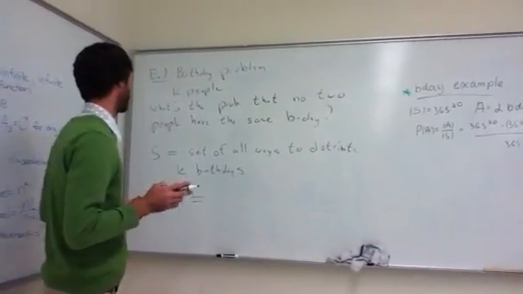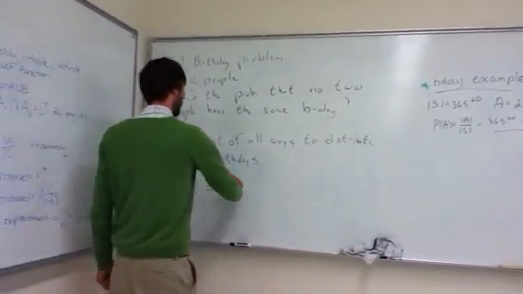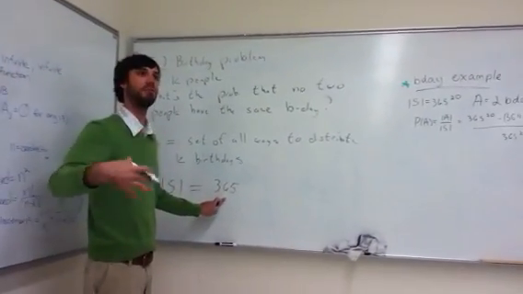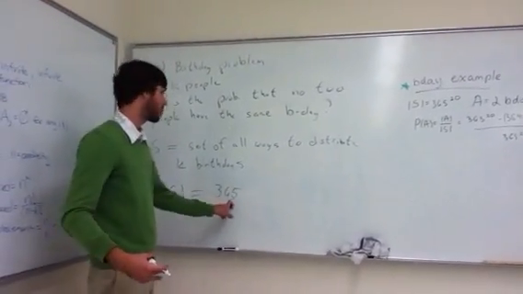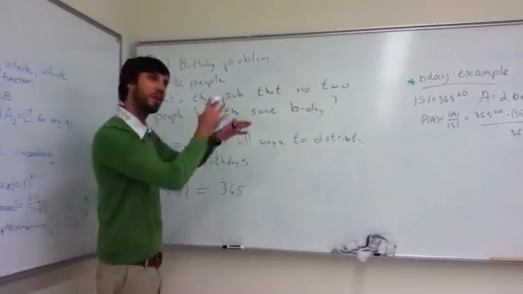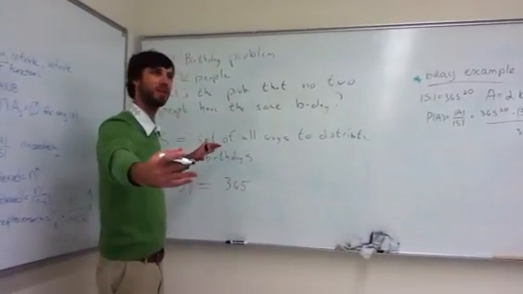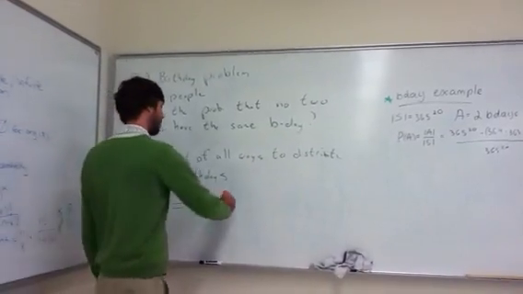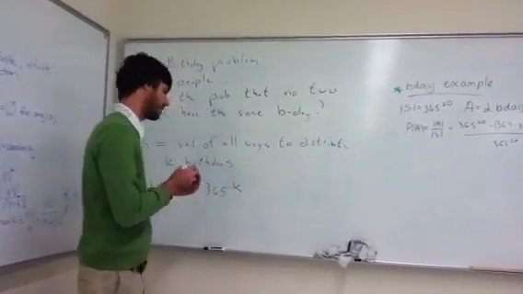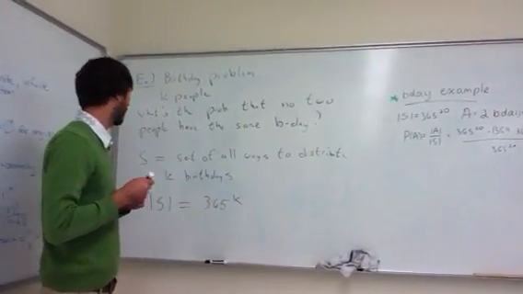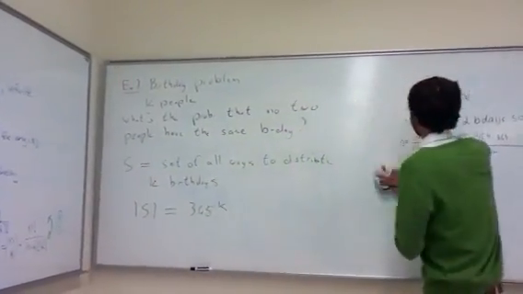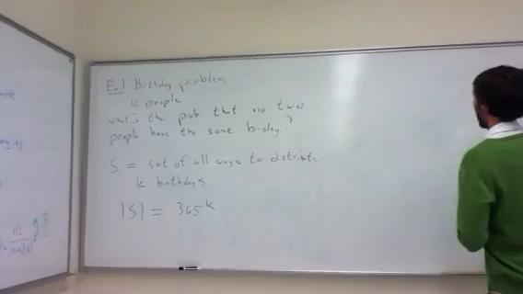Then what are the number of ways, what are the number of sample points in our sample space? Well, it would just be 365. So every person has 365 possible days on which their birthday could lie. So the first person has 365 days, but then for each of those 365 days, the second person has 365 days also, and so does the third, and so on, so that the total sample space size is 365 to the k. Okay.